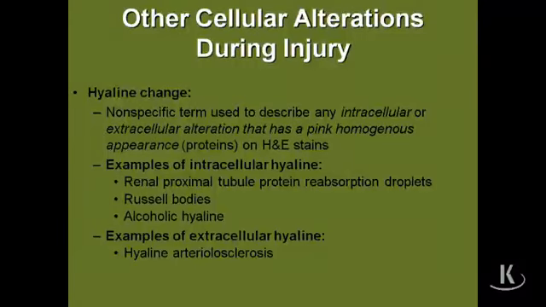What are examples of extracellular hyaline? Is hyaline arteriosclerosis. These are things that will produce this: aging, hypertension, diabetes mellitus. We increase the structural proteins, the wall becomes thicker, decreased lumen, decreased perfusion, leading to ischemic damage. And you can see this with hypertension, as I pointed out, especially benign hypertension.